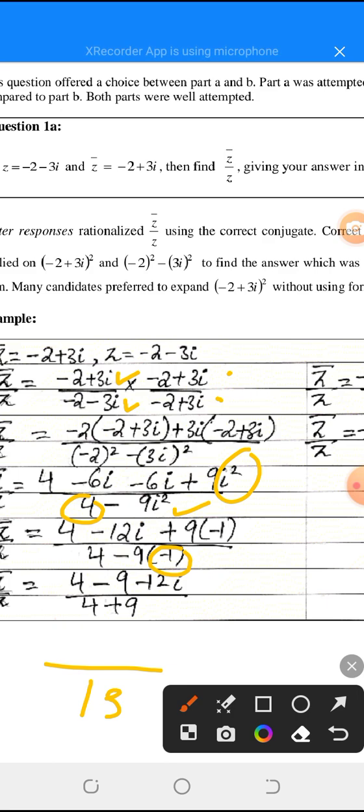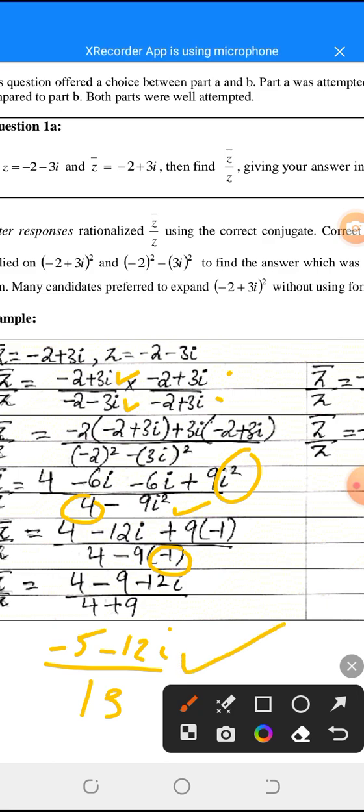4 minus 9, both are numbers. What will be the step? After subtracting 4 from 9, you will get 5, but with the sign of the greater number. Plus minus minus, the sign of the greater number will give you -5. So the remaining one is -5 - 12 iota. And in the question it's written to write in standard form a + b iota.